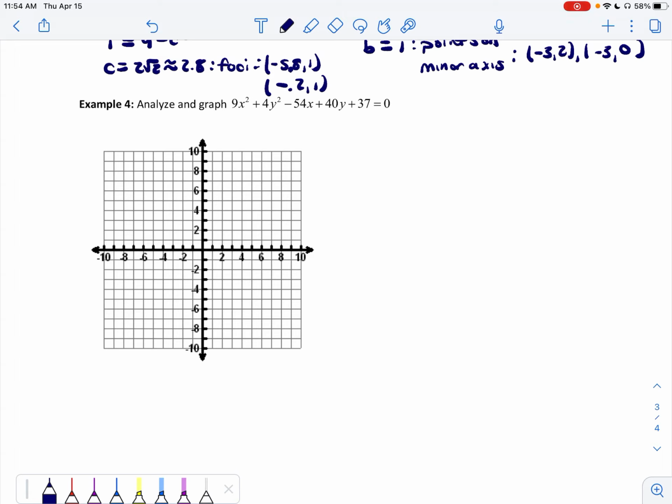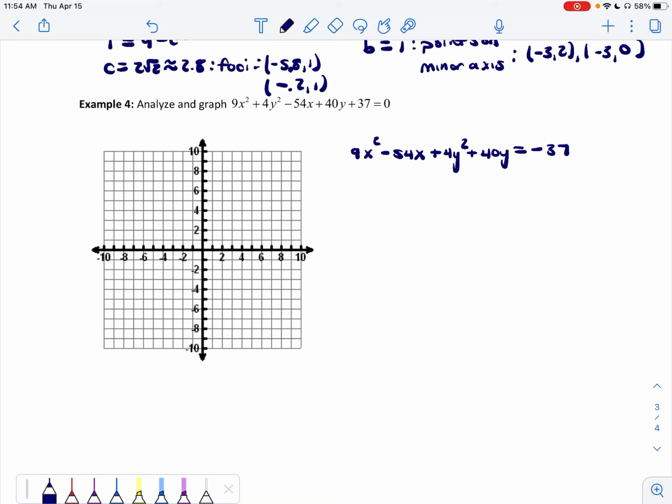We have an equation that's fully expanded. So our first step is to put it in standard form. So we're going to rearrange, group our x's, group our y's, move the constant over to the other side. So I'm going to get 9x squared minus 54x plus 4y squared plus 40y is equal to negative 37. Okay, so start by just rearranging it.